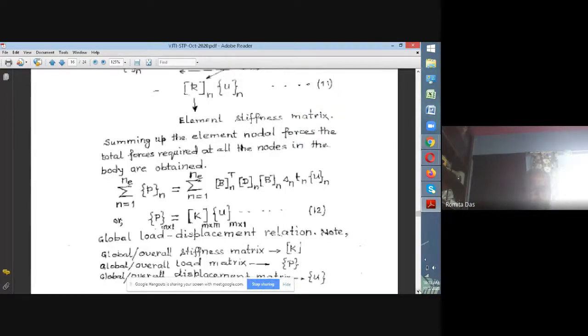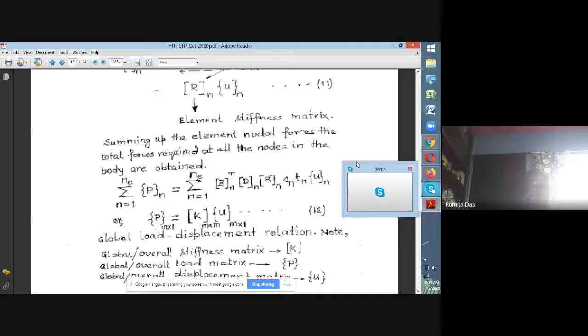So finally, if you now have a number of elements in the domain, any number of elements, n subset E, then how do you get the global stiffness matrix? You just sum up the load due to each of the elements. For each element, you have the nodal loads giving the displacement.